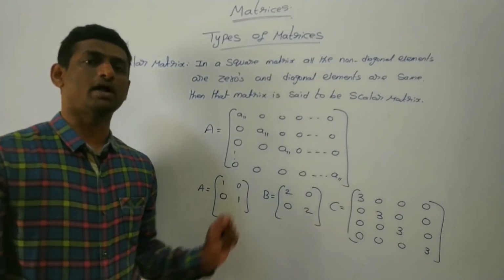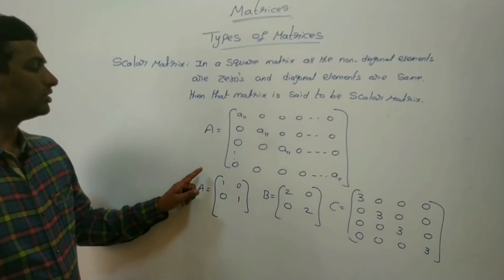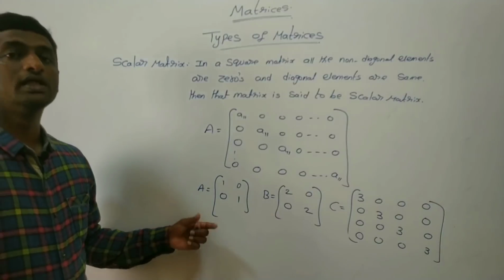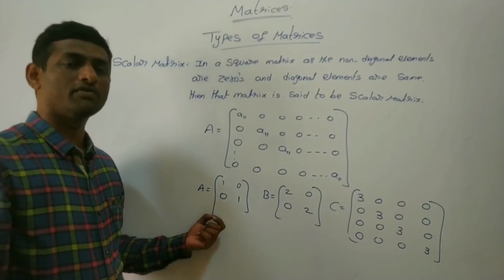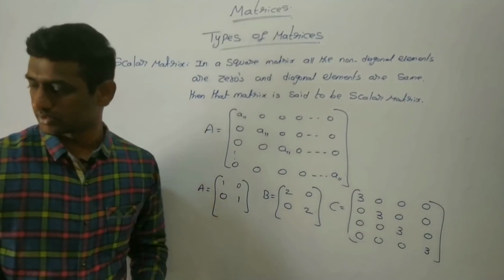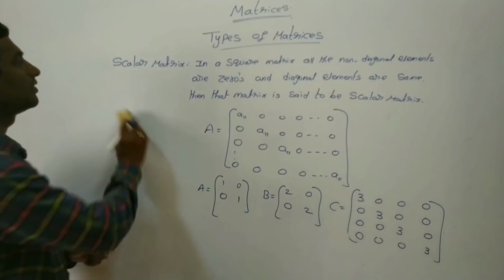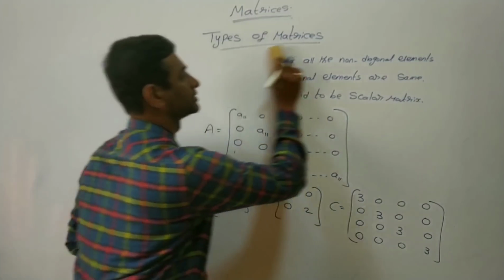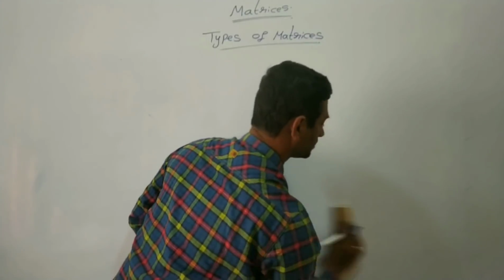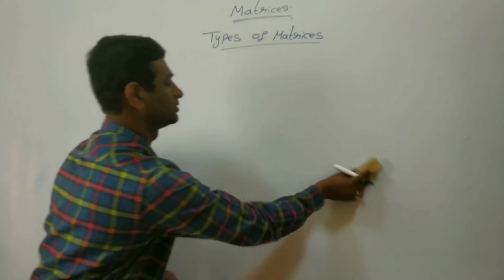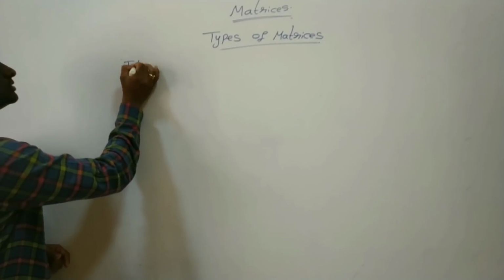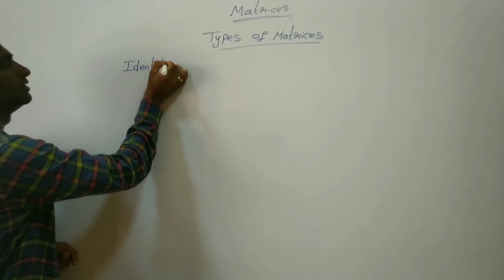Among the scalar matrices, if all the diagonal elements are equal to 1 and non-diagonal elements are 0, then it is a special type of matrix. It is a unit matrix or identity matrix. Now we will see what that type of identity matrix is. So identity matrix is very important in your next sessions. Now we will see one more type of matrix, identity matrix.